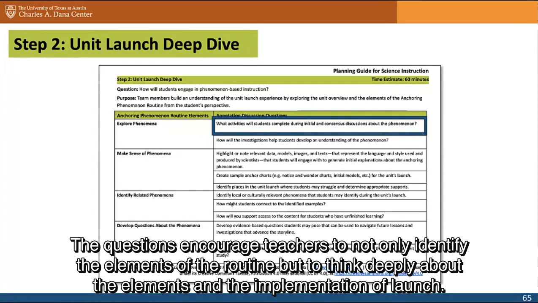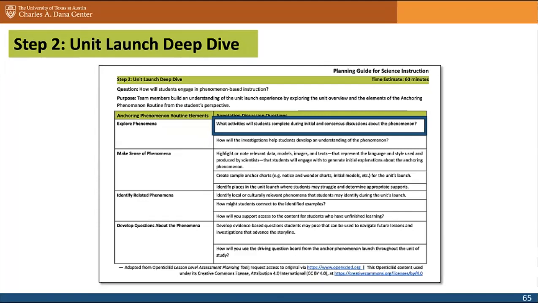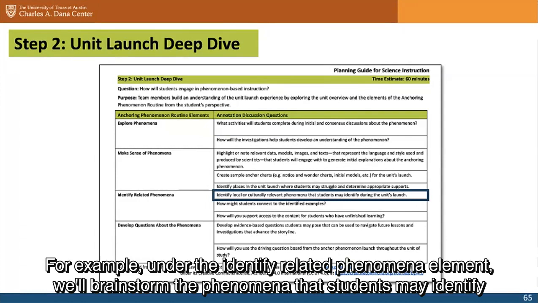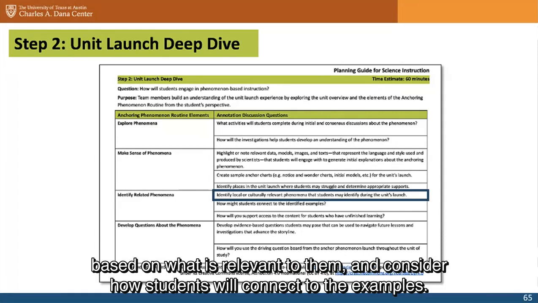The questions encourage teachers to not only identify the elements of the routine, but to think deeply about the elements and the implementation of the launch. For example, under the Identify Related Phenomena element, we will brainstorm the phenomena that students may identify based on what is relevant to them and consider how students will connect to the examples.